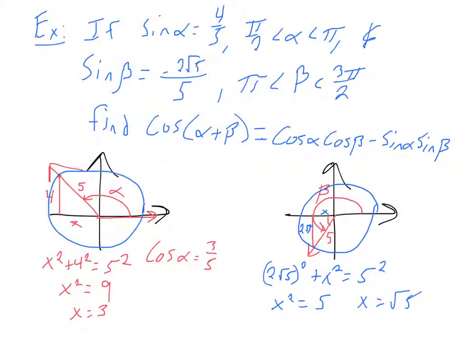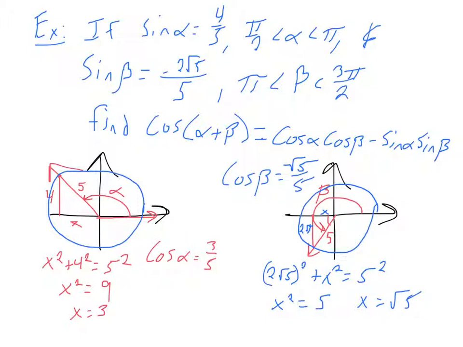And therefore, cosine beta will be equal to square root of 5 over 5. Right? And it will be negative because we are in the third quadrant. So negative square root of 5 over 5 for cosine beta. Okay? So we have cosine beta and we have cosine alpha. So now we can go ahead and figure out cosine of alpha plus beta. So I will have to go and do that in the next page here.